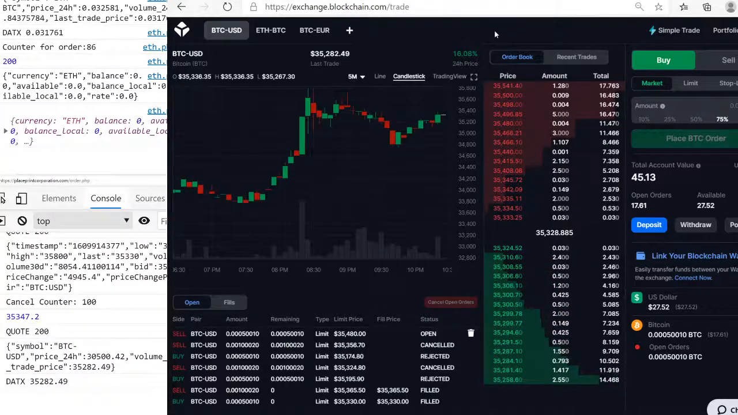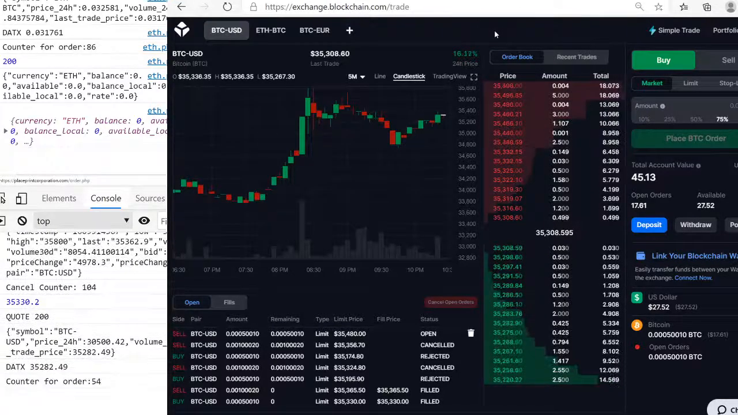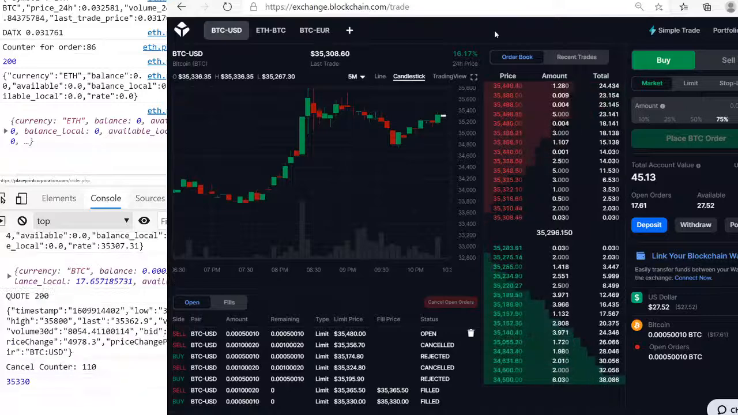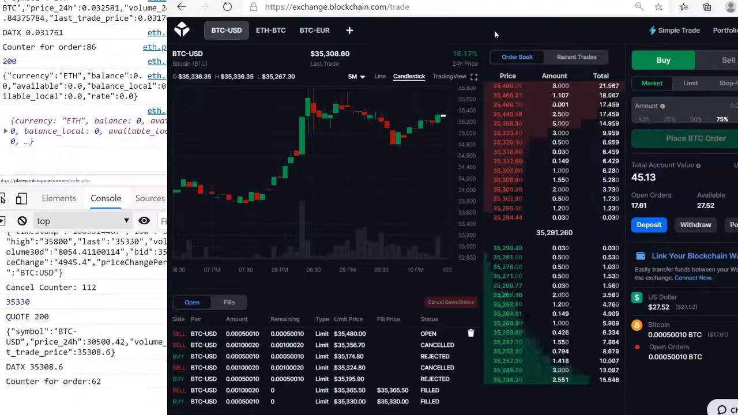It barely pulled back there. And the volatility is coming back. There's definitely some volatility in this market right now. So let's just look and see what happens here. That was a nice little push there. And our account's at 45.13. We still have available balance, and we are looking to see what happens.